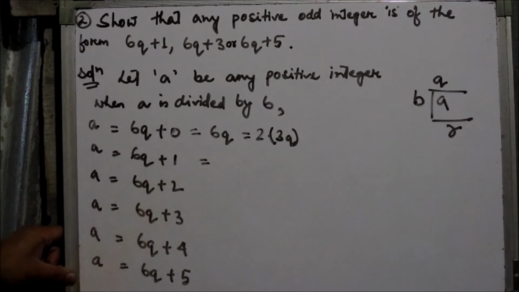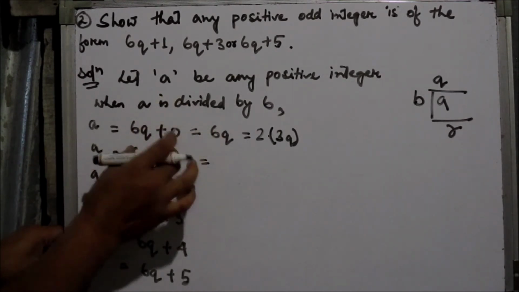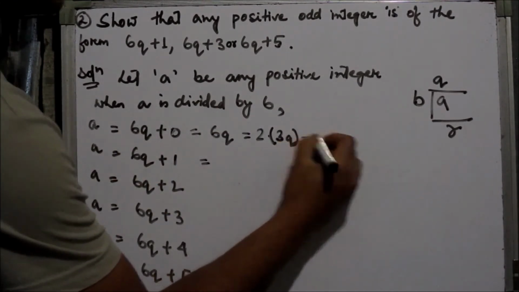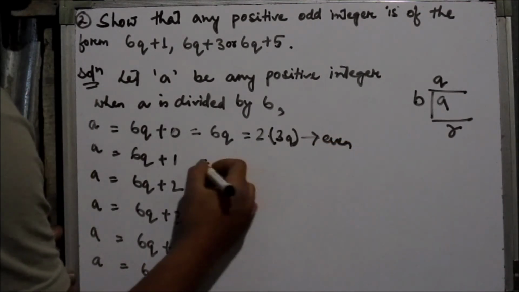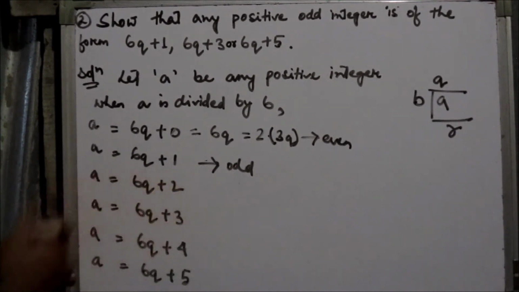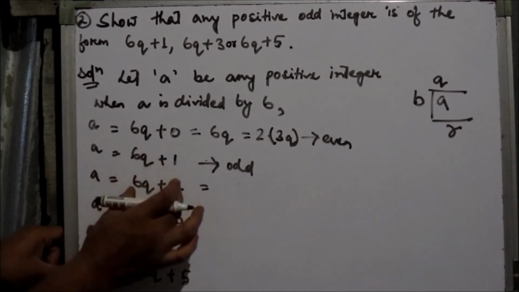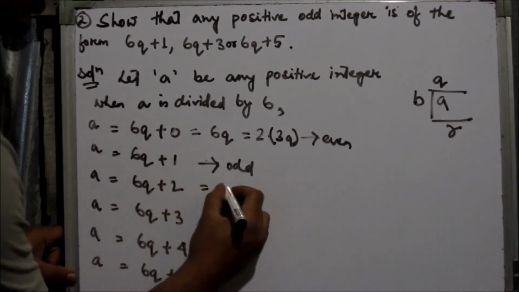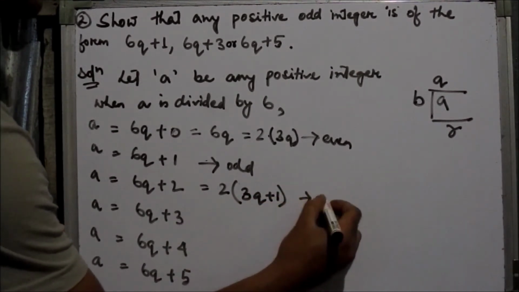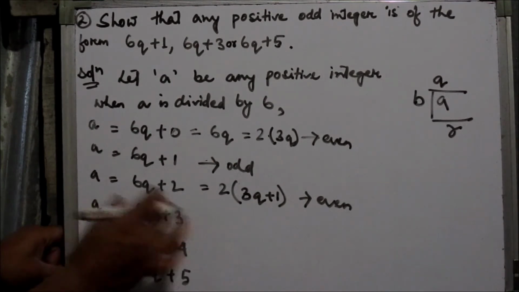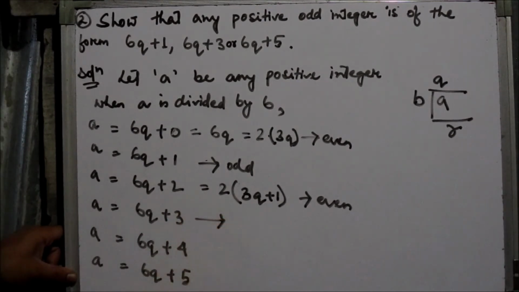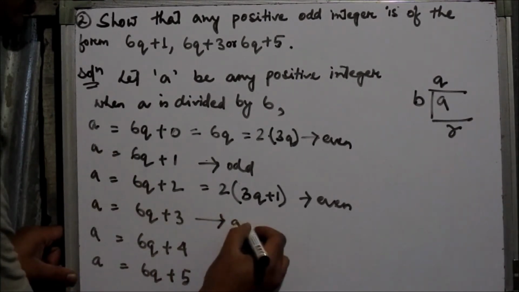Next, 6q plus 1. Here 2 cannot be a common factor, so it is not divisible by 2. So it is not even, it is odd. Next, 6q plus 2. In this case, we can take 2 as a common factor. On taking 2 as a common factor, it becomes 2 into 3q plus 1, so it is even. Next, when it is 6q plus 3, we cannot again take 2 as a common factor. So 6q plus 3 is also odd.